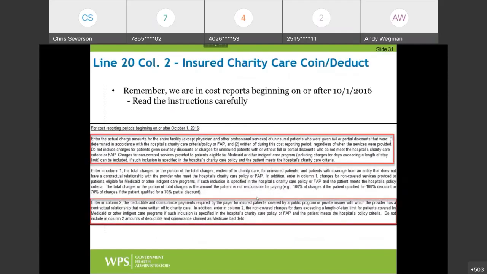The insured column, again, the deductibles and coinsurance. In the first couple of years, there was confusion. CMS went back and forth a couple of times on whether they would allow co-payments. Now they finally have realized that regardless of what the instruction says, it makes all the sense in the world to allow co-payments. I will say I've seen a draft of the new instructions, and fortunately they did explicitly say co-payments are allowable, so that helps to avoid confusion.